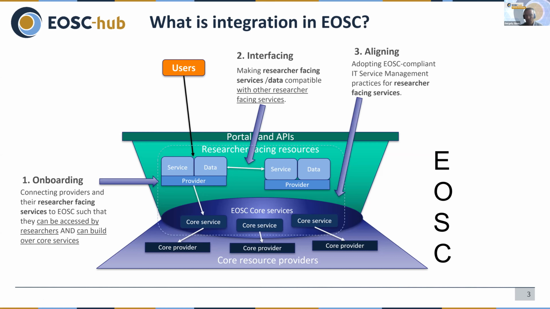And the third aspect of integration is what can be called alignment, aligning your service operational model with the service management system that is used by the rest of EOSC, and more precisely used by the core services of the EOSC landscape. So in this presentation today, I will go into details of these three areas: the onboarding of services, interfacing services, and aligning services with the rest of EOSC.